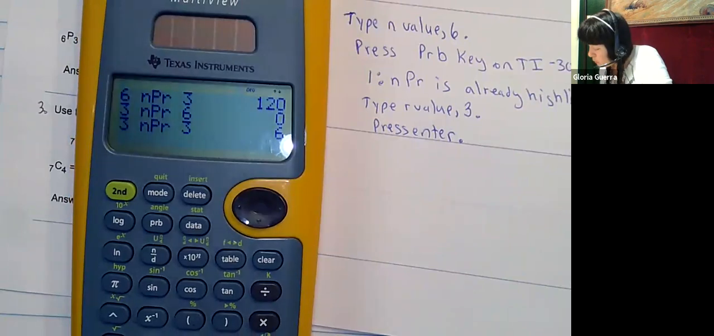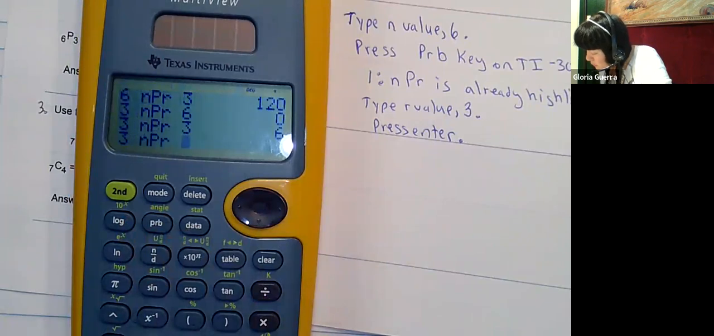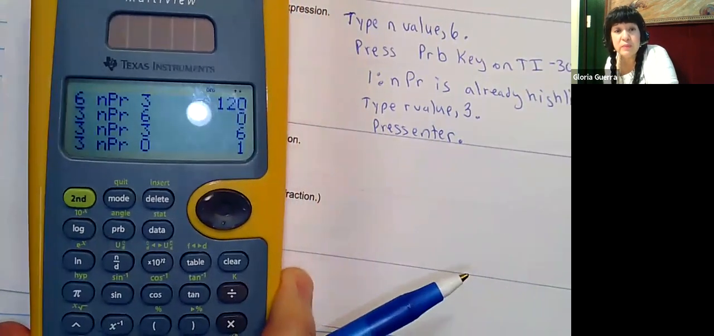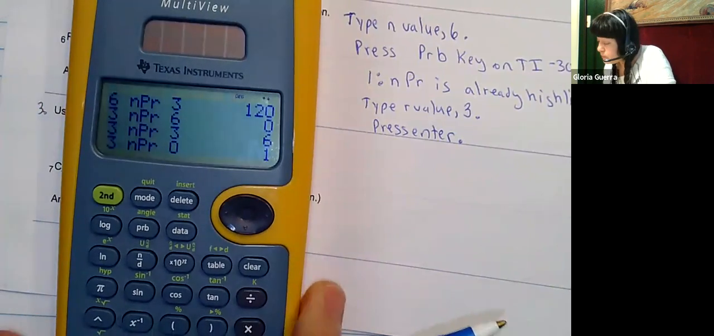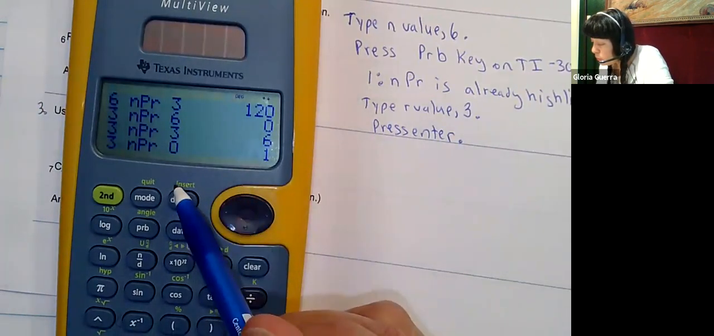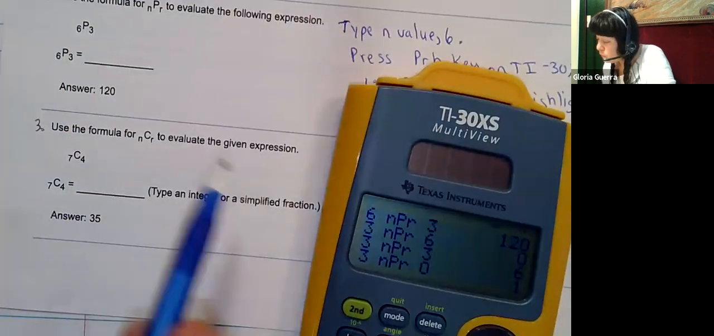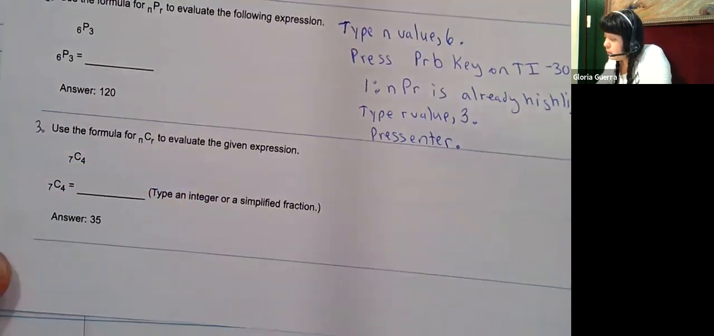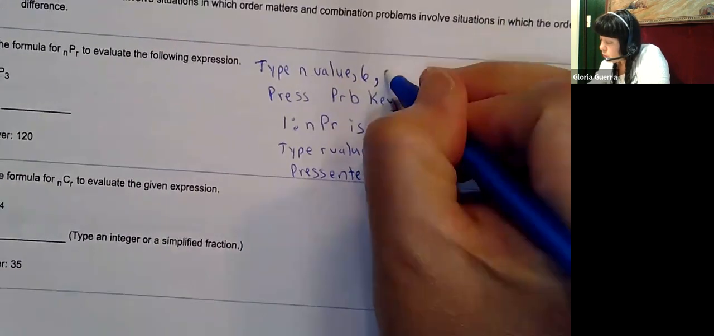Okay, let me do 3 and probability 0. Yeah, even that would give you, see, at least 1 on that. Okay, and so when you do these, the n value is going to be your larger value. Okay, so that might help you remember: type n value 6, which is always the larger.